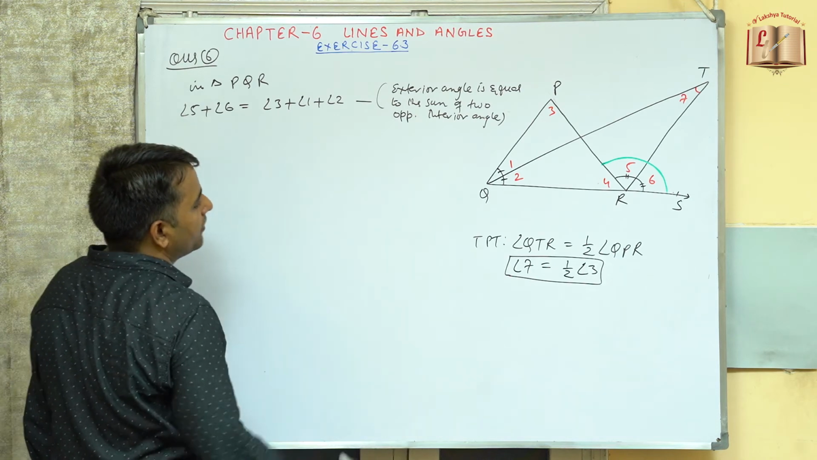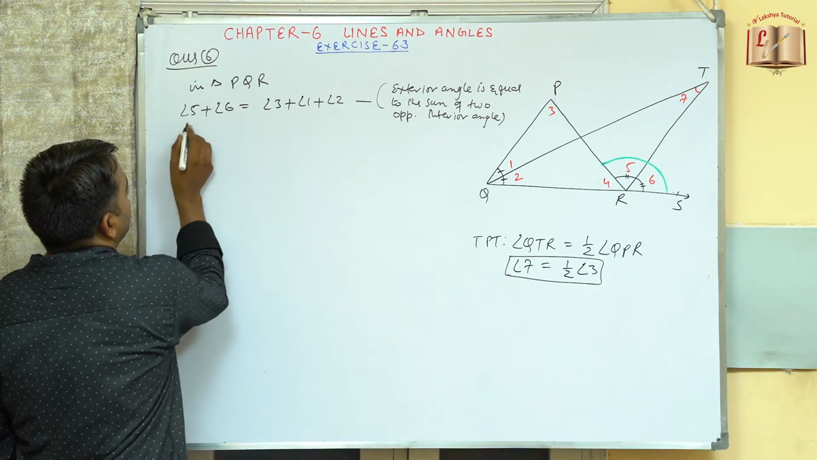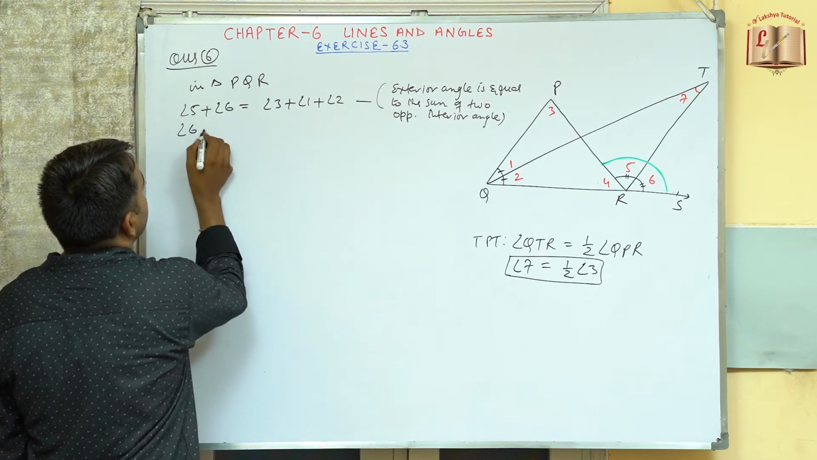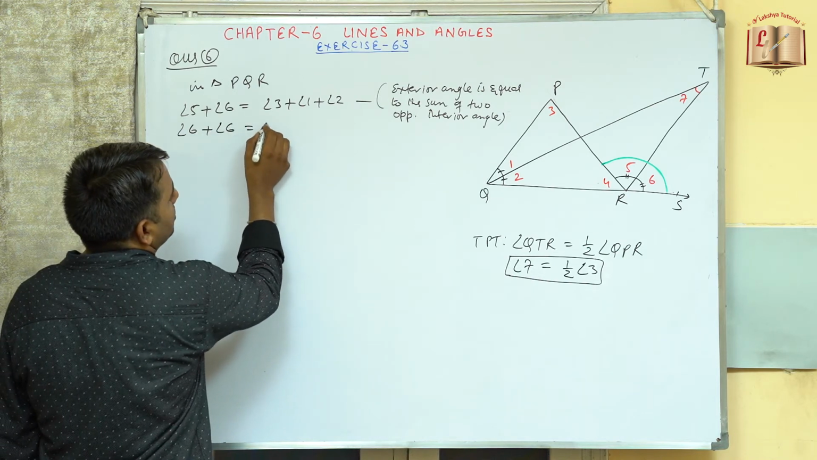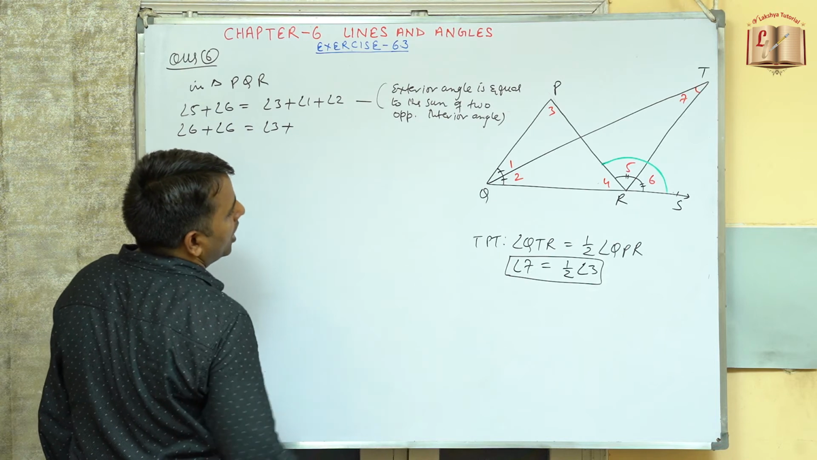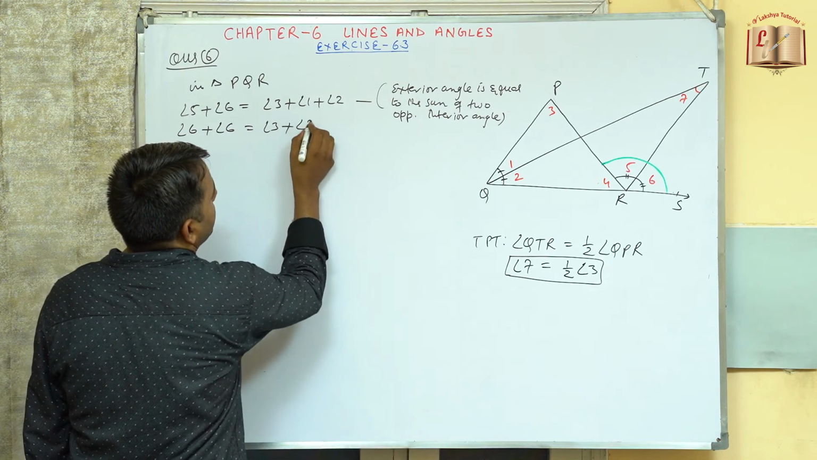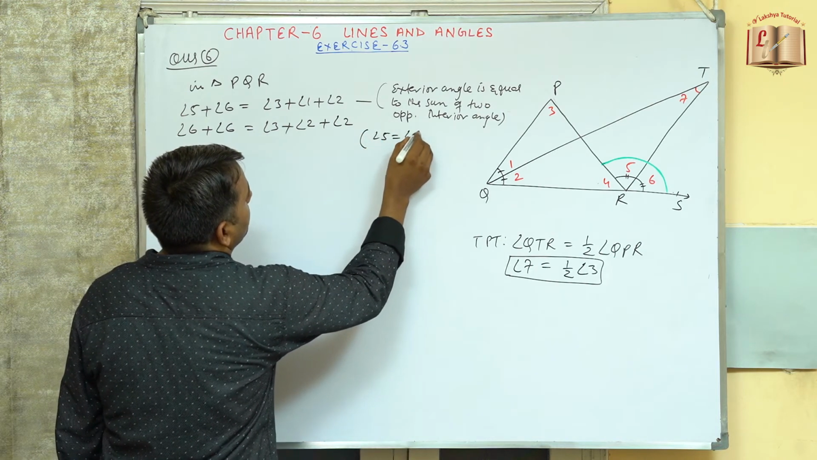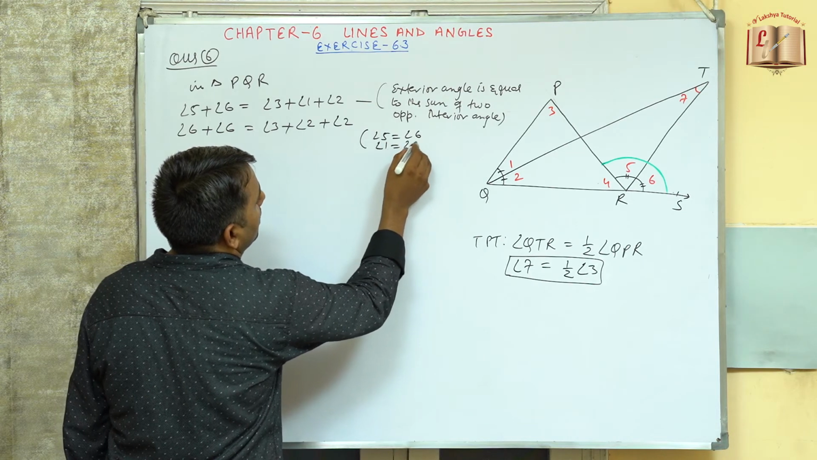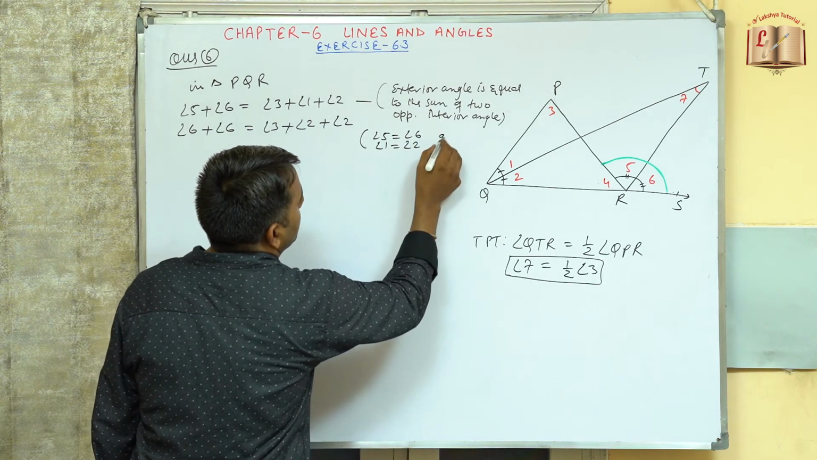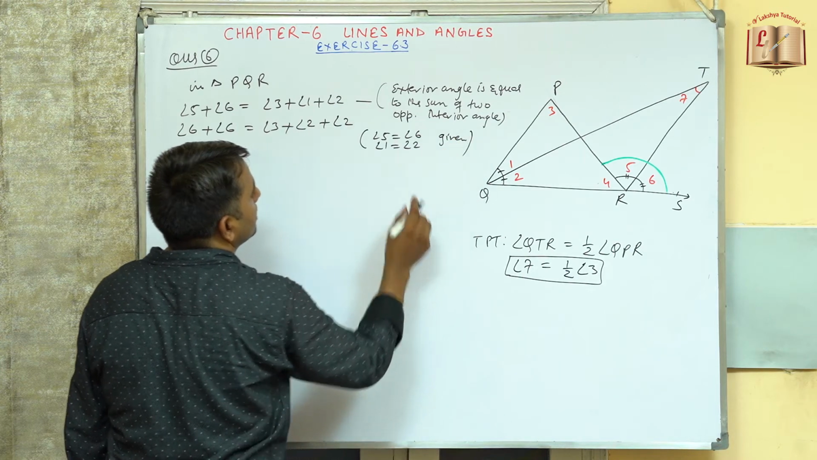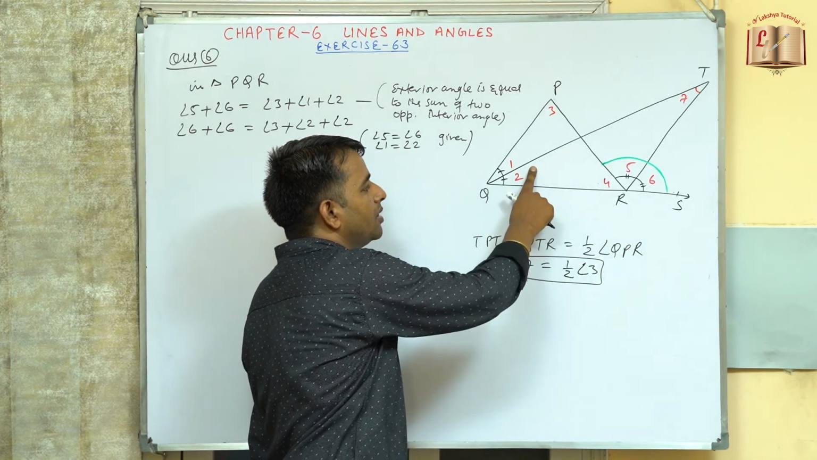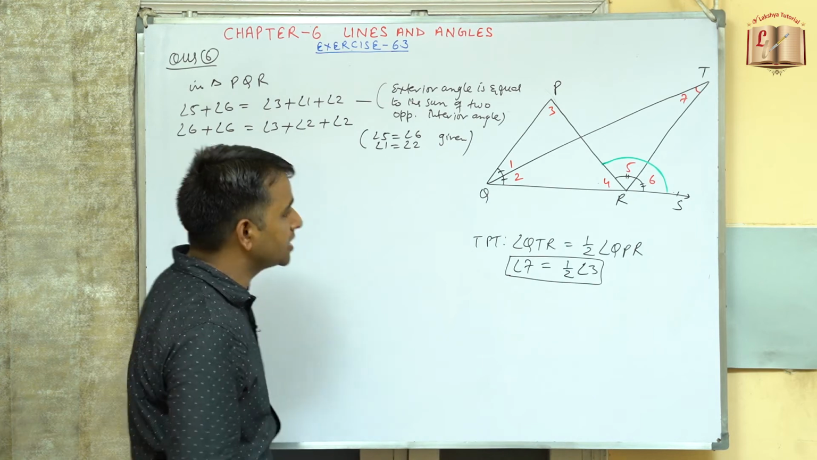Now see that angle 5 and angle 6 are equal, so I can write angle 6 plus angle 6 is equal to angle 3 plus angle 2 plus angle 2, because angle 1 and angle 2 are equal. The reason is angle 5 equals angle 6 and angle 1 equals angle 2, which is given to us because this is the angle bisector and this is the angle bisector.